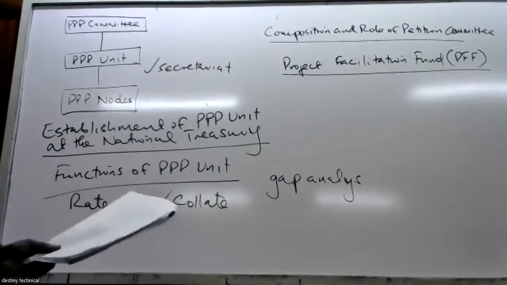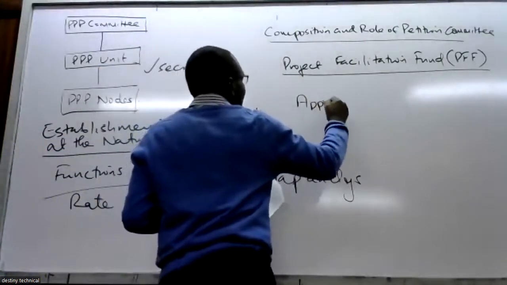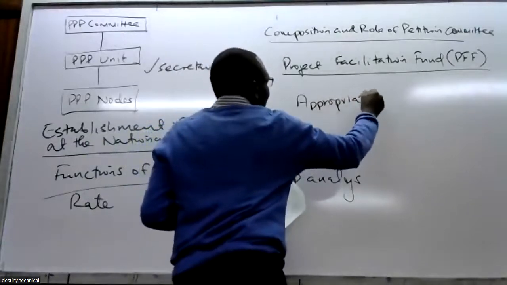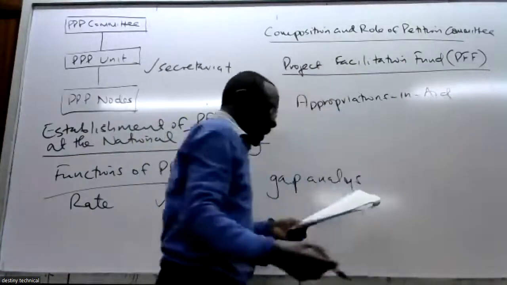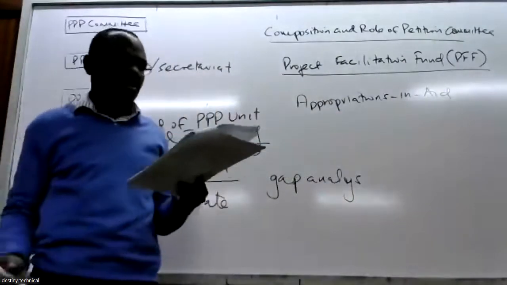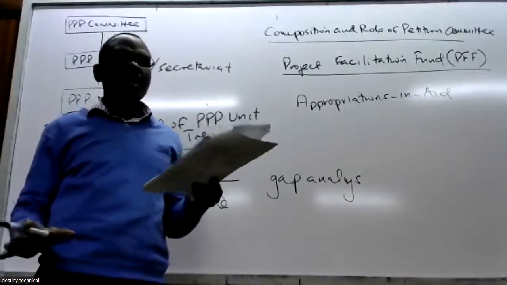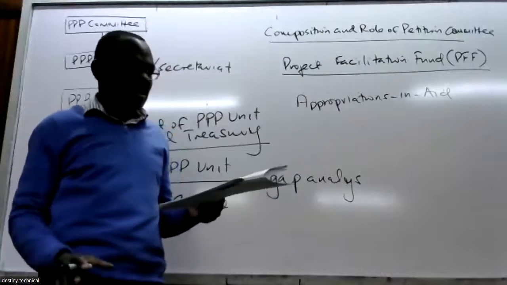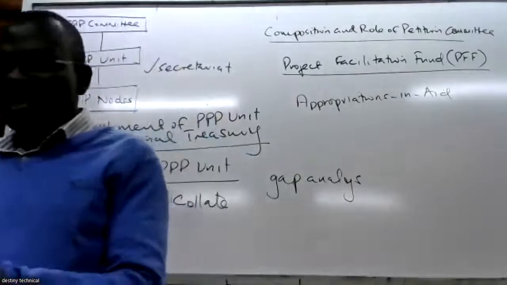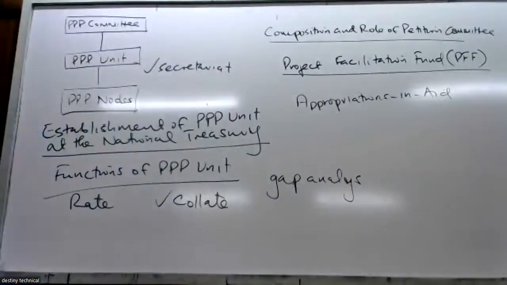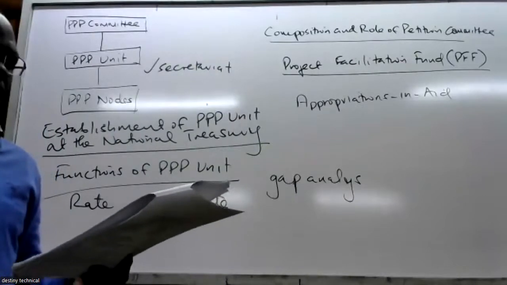Then D, appropriations in aid. So these are internally generated monies. And then E, monies from any source approved by the National Treasury.